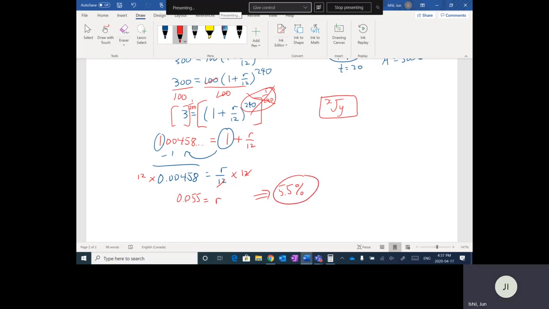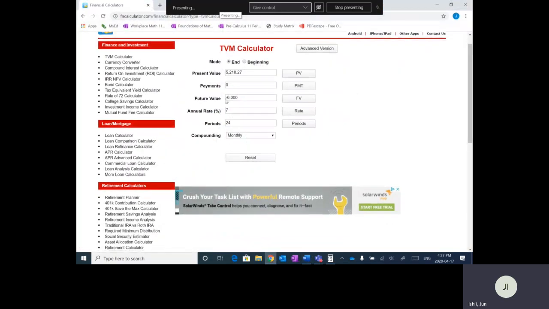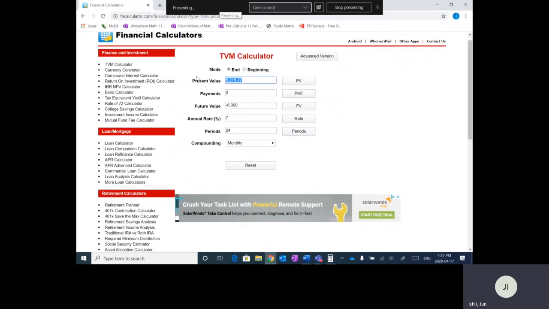Now let's just check that quickly with our TVM solver. My present value, I wanted it to triple. I'm going to use a different set of numbers just to show it, but it actually doesn't matter, as long as your future value is 3 times as much as the present value.